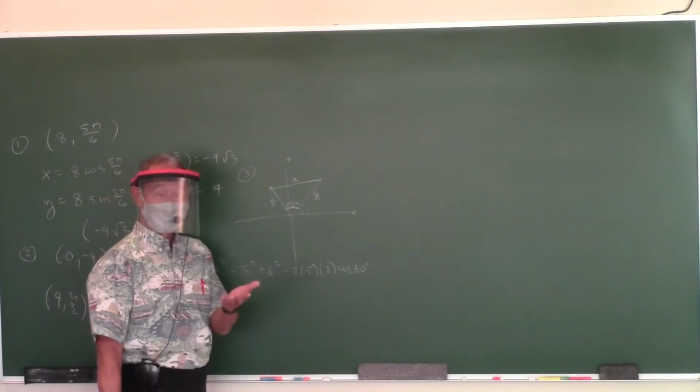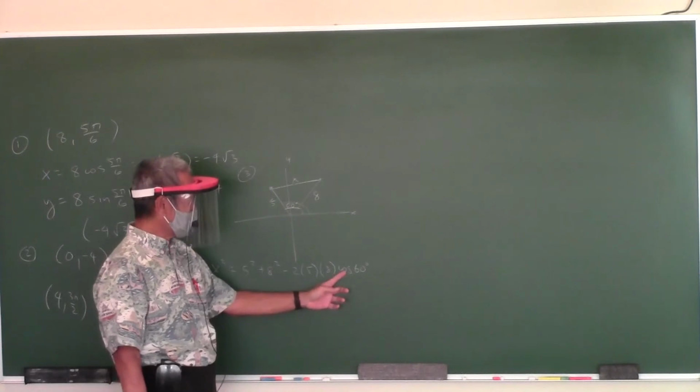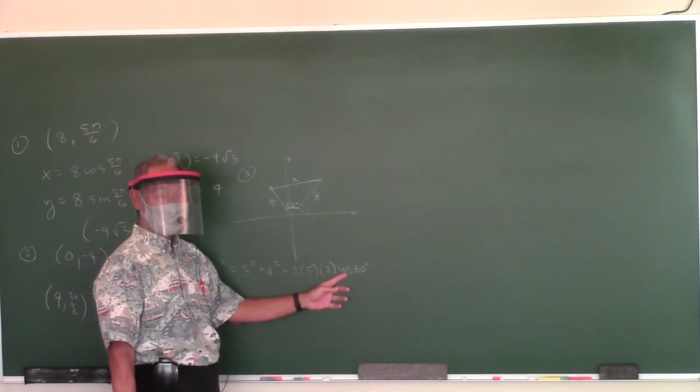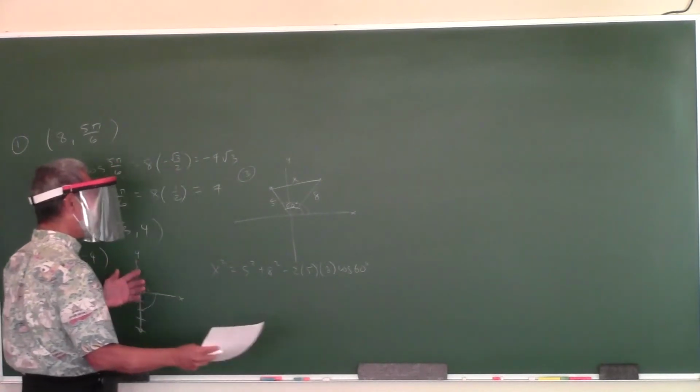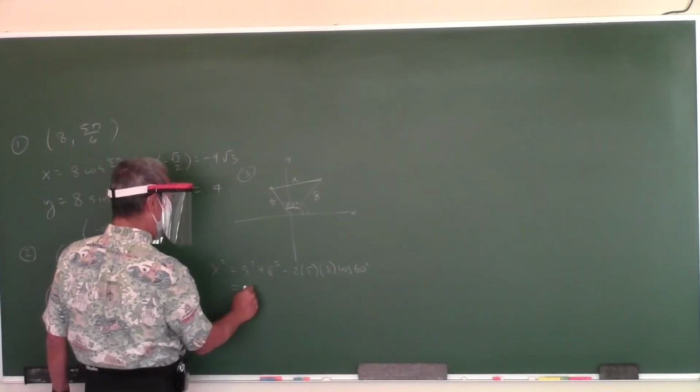And in this year, I think this is the first year in a long time that everybody wrote cosine. There's always 1 or 2 clowns that put sine, even though it's called the law of cosines. Don't ask me why.